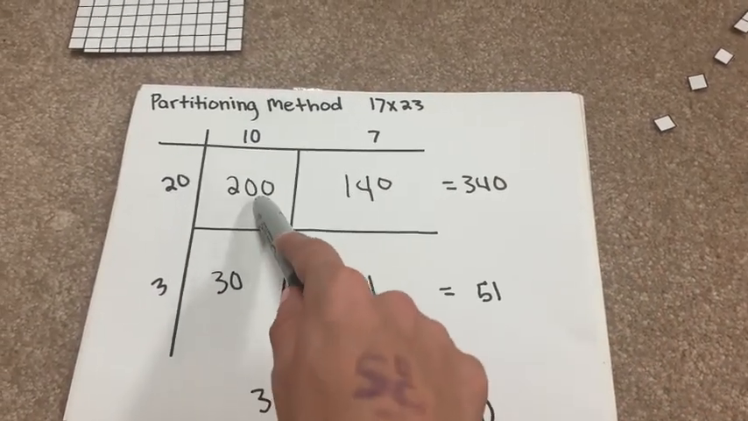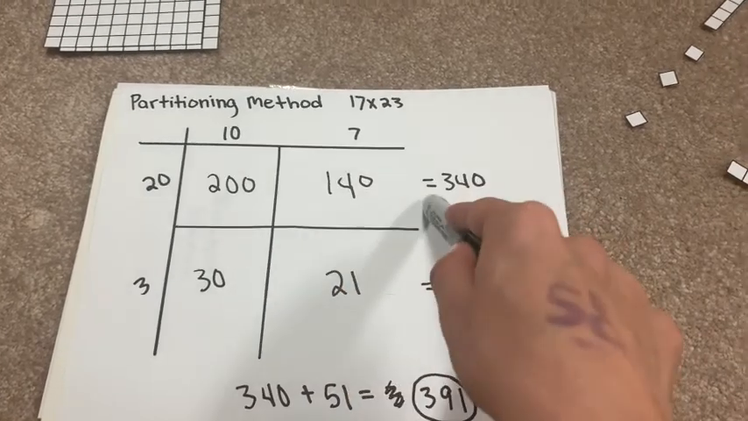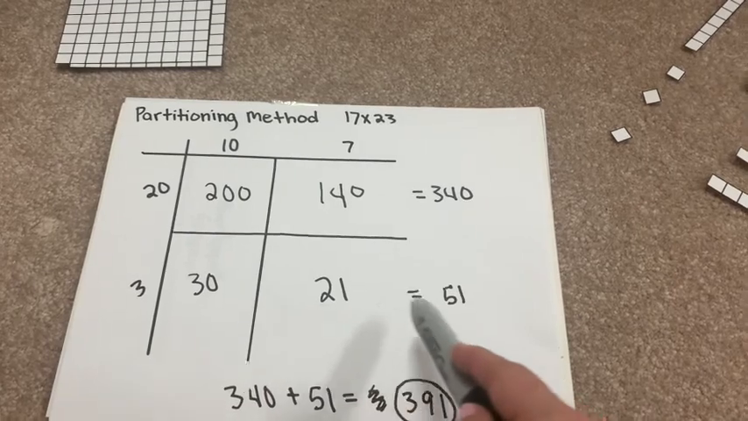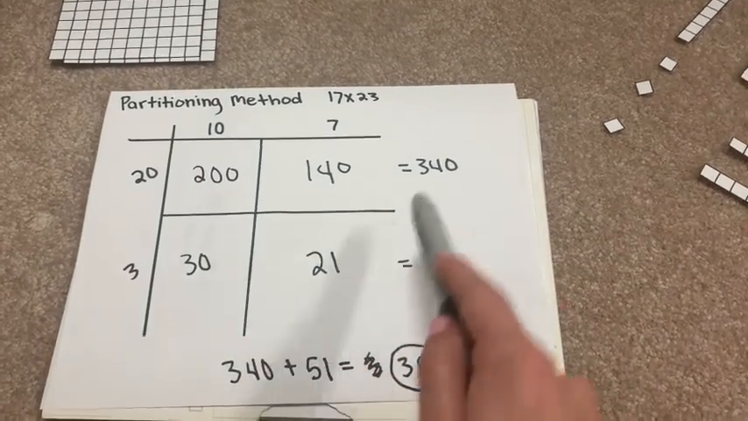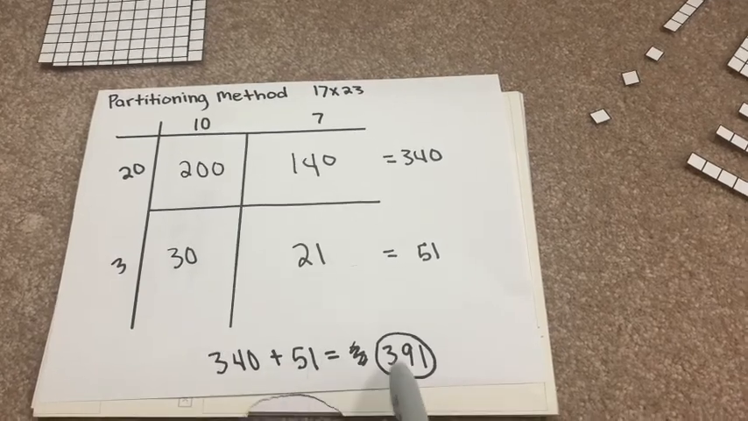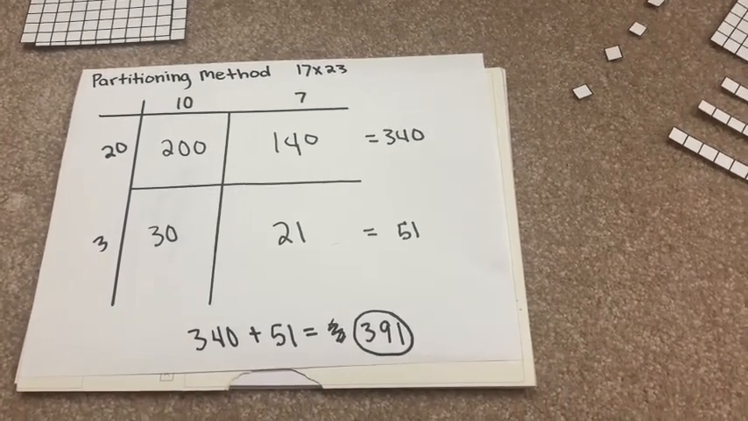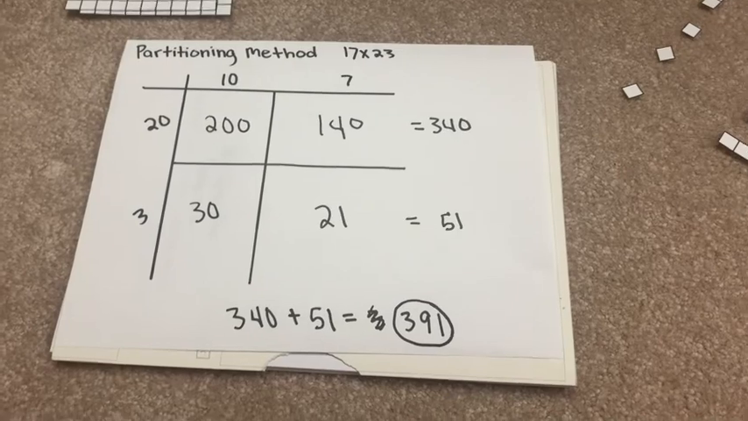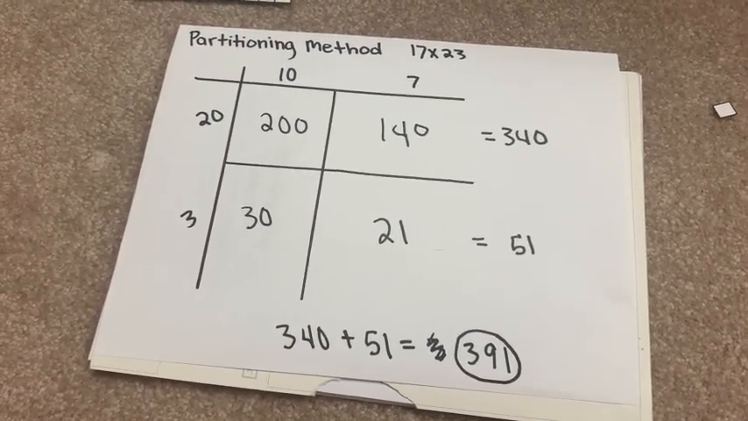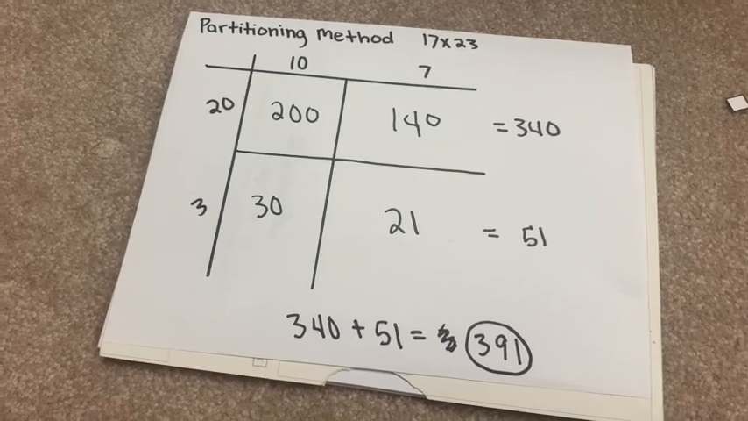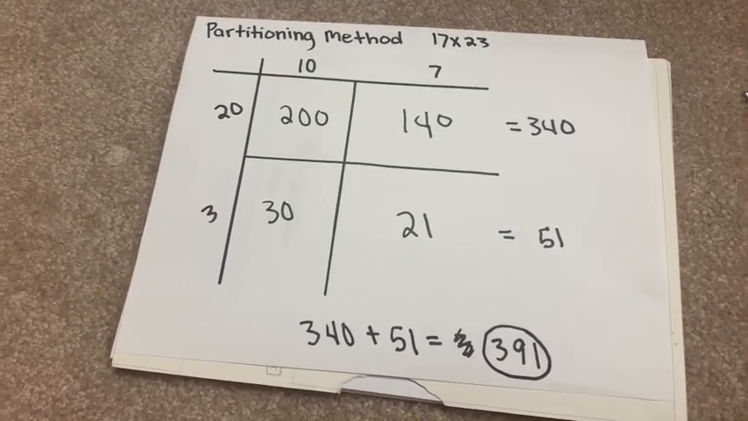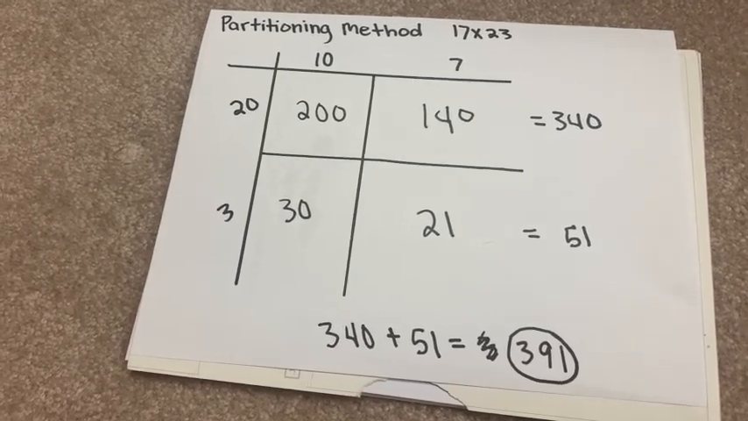Then you add 200 plus 140 gives you 340. And 30 plus 21 gives you 51. And if you add these two numbers together, 340 plus 51, it gives you 391, which is the same as all of our other answers. And we can also say that by our estimation, using the rounding method, we got a very close number to what the answer actually was.